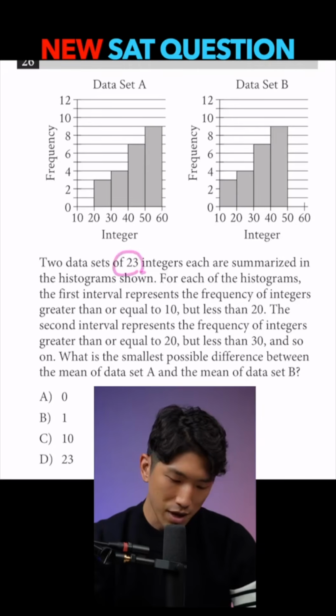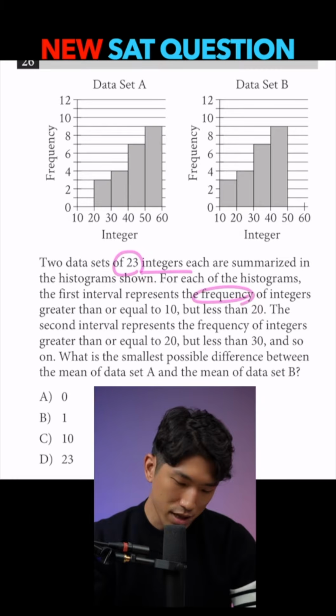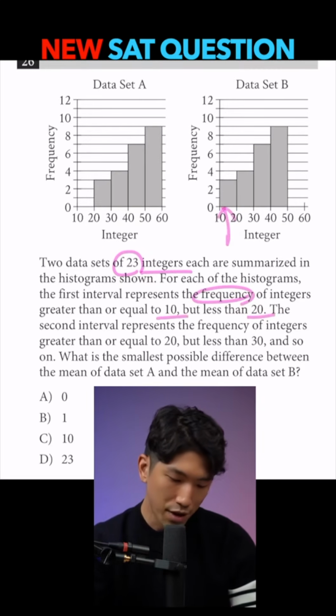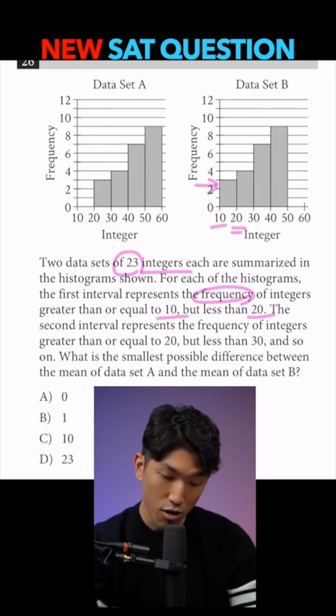Two data sets of 23 integers are summarized in the histogram shown. For each histogram, the first interval represents the frequency of integers greater than or equal to 10 but less than 20. So this first bar right here is a number that is greater than 10 but less than 20, and that's how many there are. In this case, it would be 3.